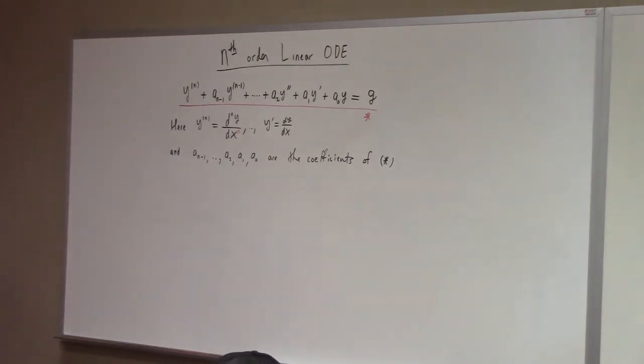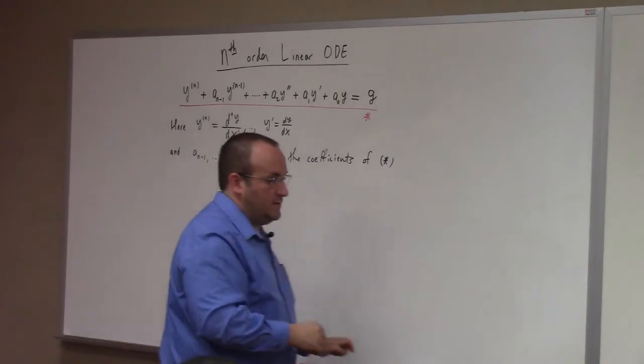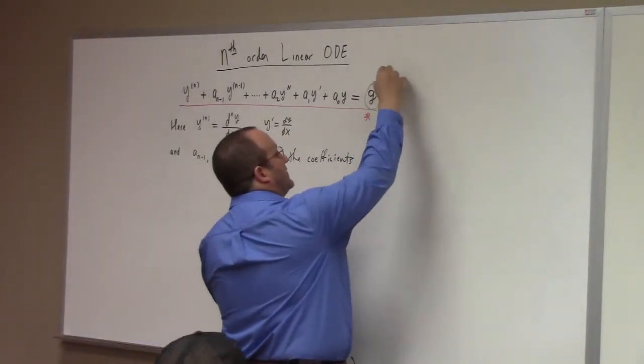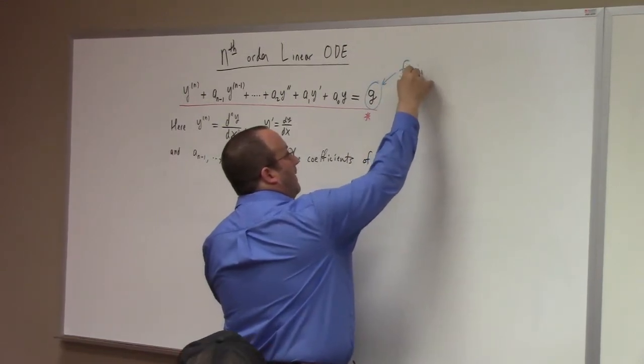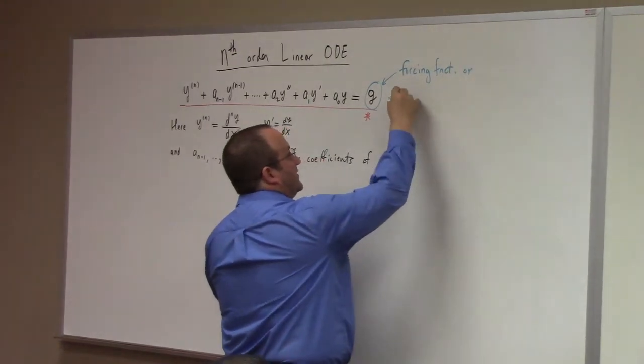Now, the lion's share of our effort will be placed in the case that these coefficients are all constants. If the coefficients are all constants, it's said to be a constant coefficient nth order linear differential equation, right? So chapter 4 in your book is mostly about the case n equals 2 with constant coefficients, all right? Now, the g over here, this is called the forcing function, or inhomogeneous term.